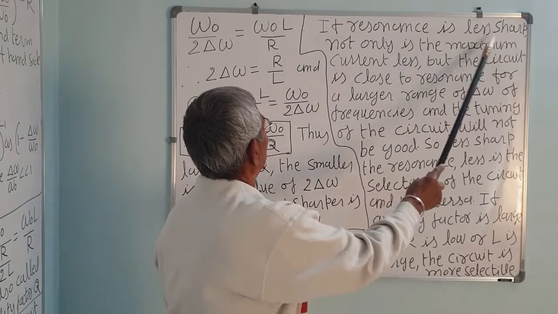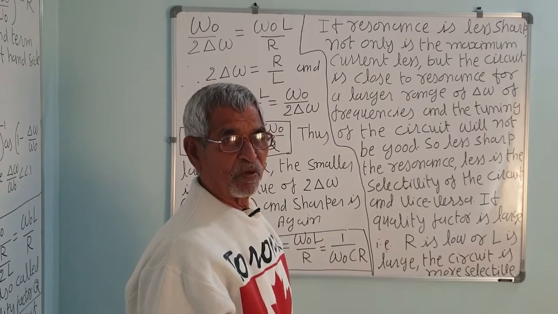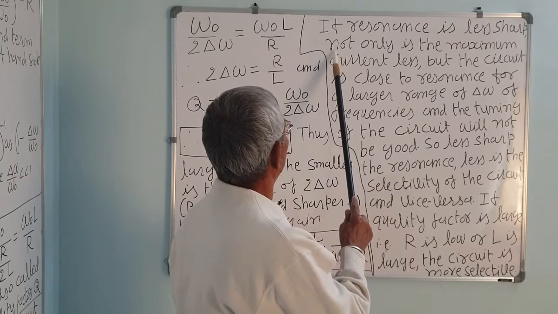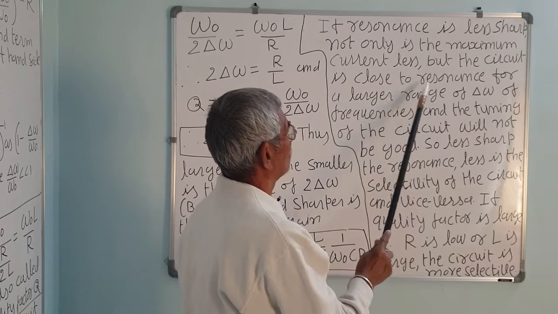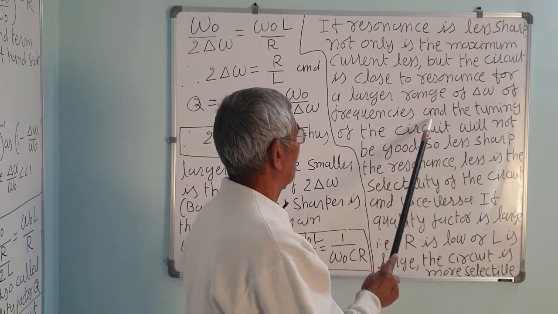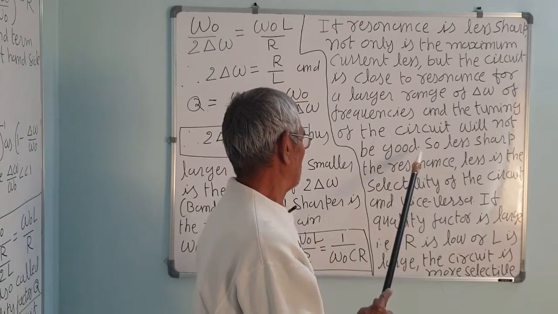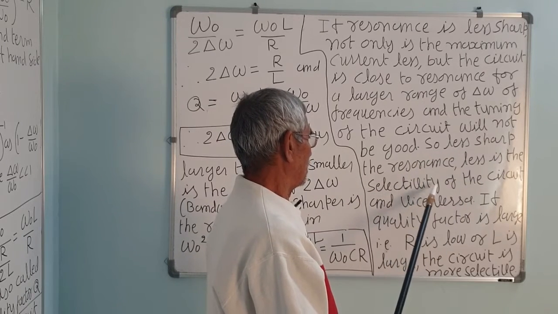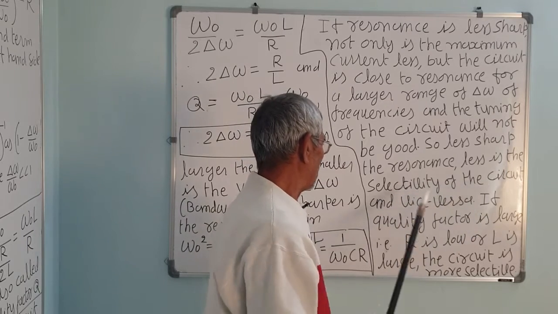What would happen if the resonance is less sharp? The quality of the circuit will not be up to the standard. Not only is the maximum current less, but the circuit is close to resonance for a larger range of delta omega, that is, more frequencies, and the tuning of the circuit will not be good. So the less sharp the resonance, the less the selectivity. That is what we don't want. There should be good selectivity of the circuit.